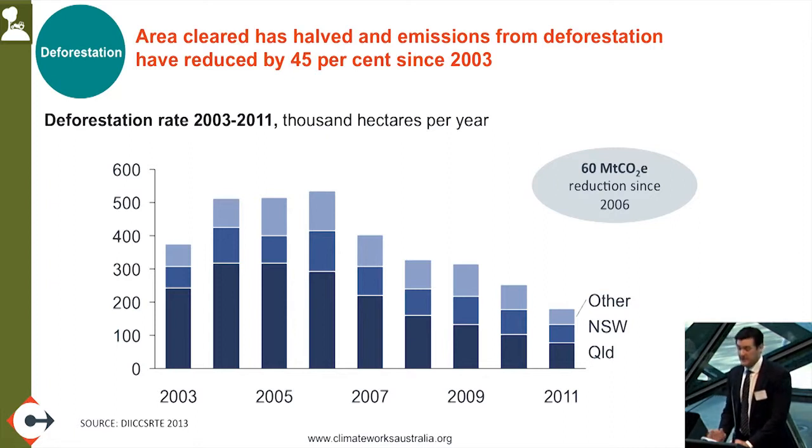Most land is cleared for agriculture, and so when agricultural commodity prices are low relative to the cost of production, the incentives to clear are reduced, and that was the case during this period.